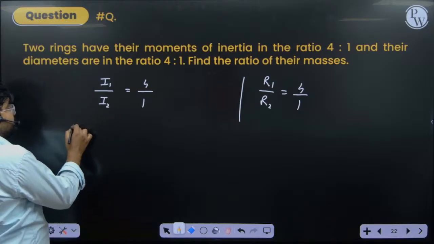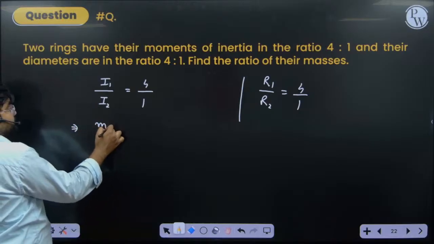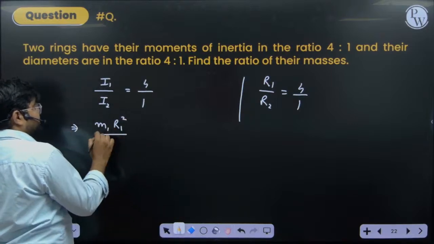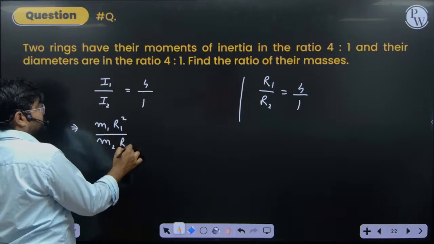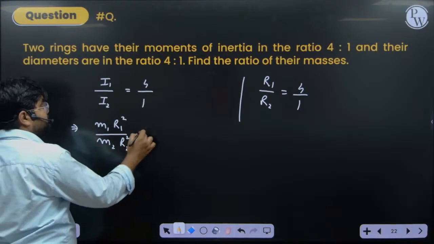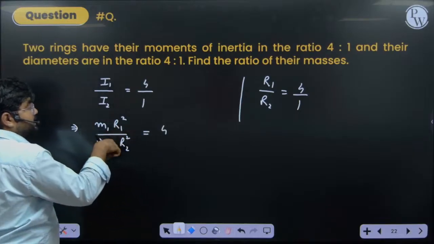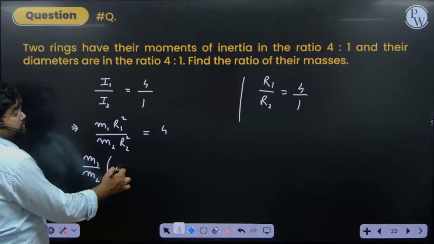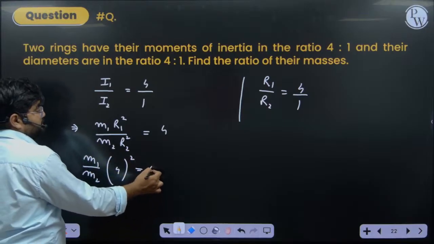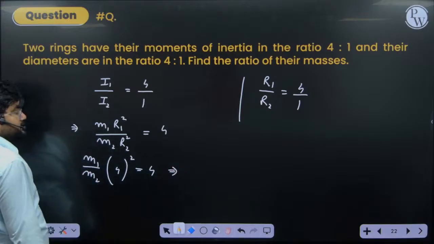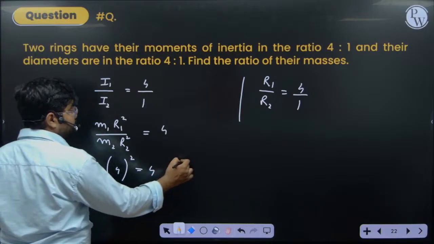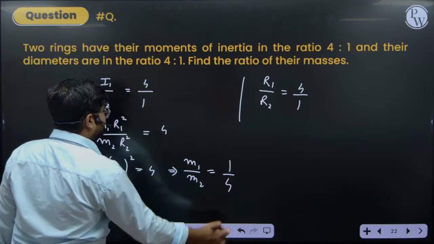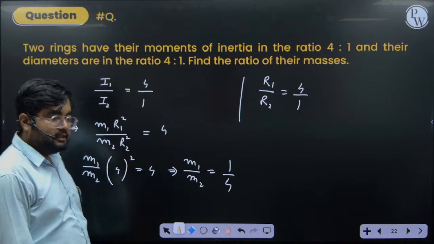So for ring, I can write this as m1r1 square by m2r2 square, because for ring it is simply mr square moment of inertia. r1 by r2 can be written as 4, right? R1 by R2 whole square. So ratio of masses comes out as 1 by 4. So this should be the correct answer here.